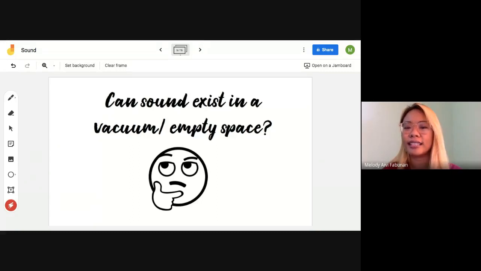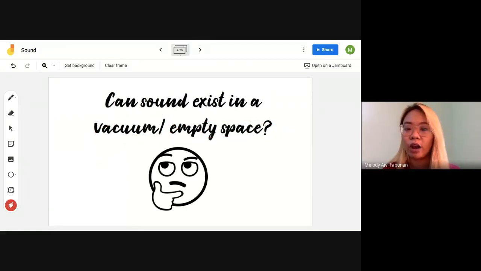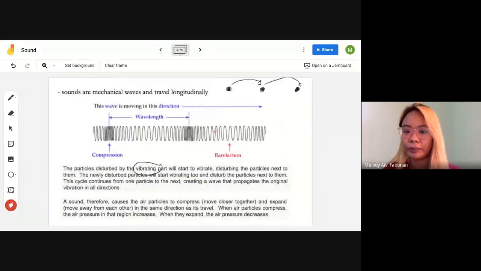Can a sound exist in a vacuum or empty space? Pag-isipan nga natin yung question na yan. And then babalikan ko kayo kung ano yung magiging sagot natin dito. Can sound exist in a vacuum or in an empty space? Ano yung rarefaction? Rarefaction is when the waves are far away from each other. They are moving away from each other.